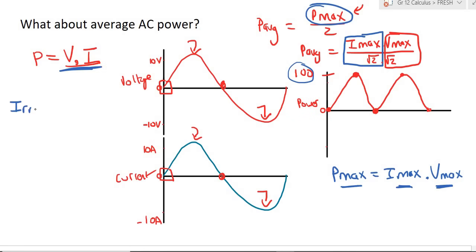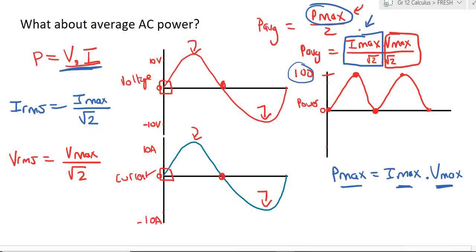So if I can say IRMS, that's what they call this box. They call it IRMS is equal to the maximum current divided by the square root of 2. That's something that is given to you in the formula sheet. And then the VRMS is equal to the Vmax over the square root of 2. So they're probably not going to ask you this, but I'm just showing you how they came up with the formula. And so from now on, we can say that average power is equal to VRMS multiplied by IRMS.